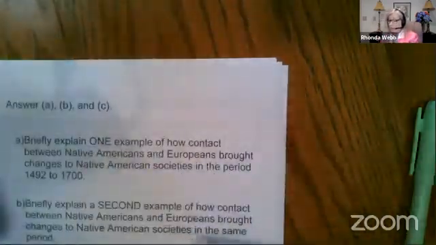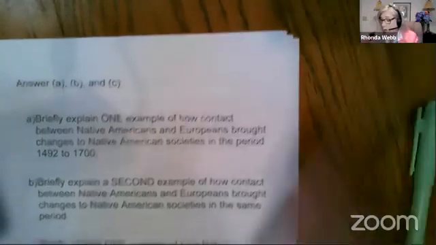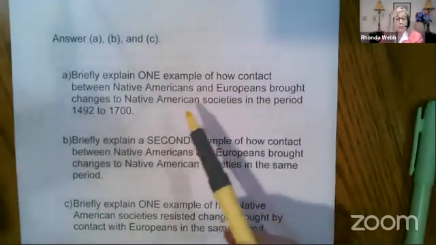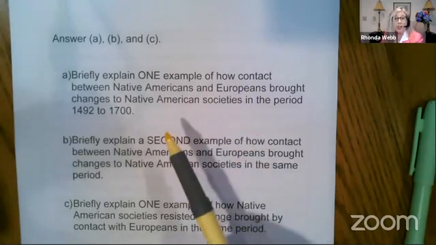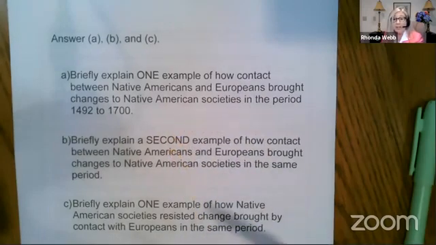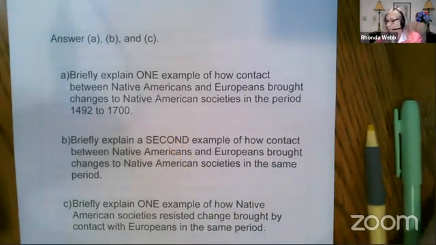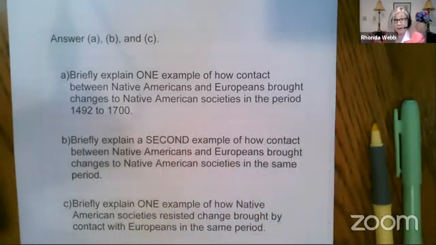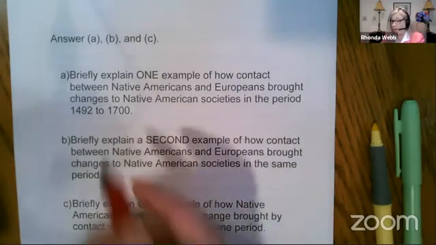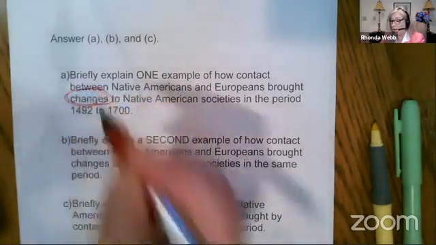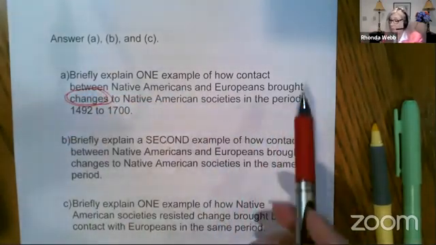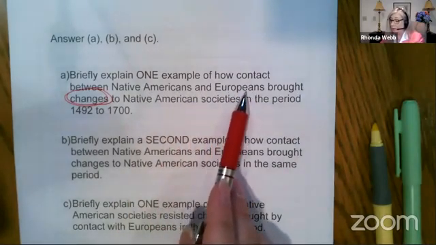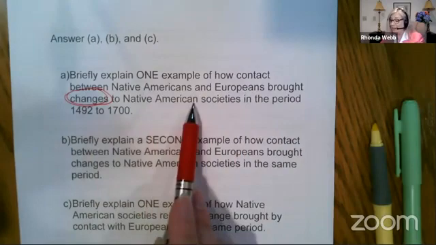So now if we look at my second example, we want to look at how contact between the natives and the Europeans brought change to Native American society in the period 1492 to 1700. So what kind of a question is this? Is it comparison, causation, or continuity and change over time? We are looking at changes here. So this would be, how did the natives and Europeans, how did their interaction bring change to the native society?